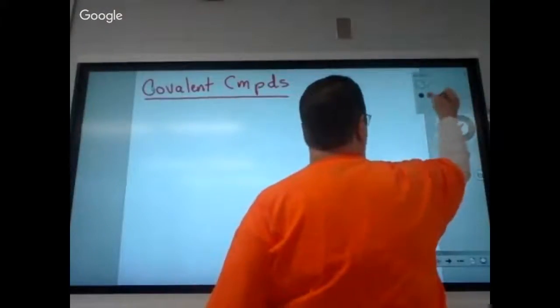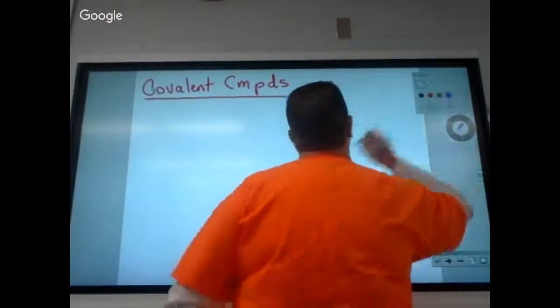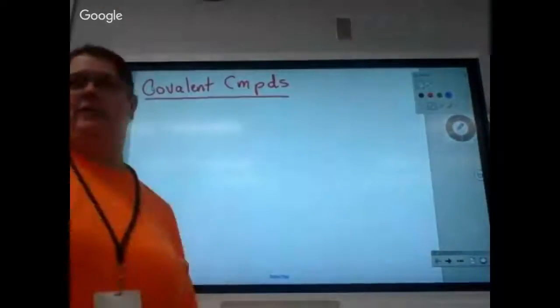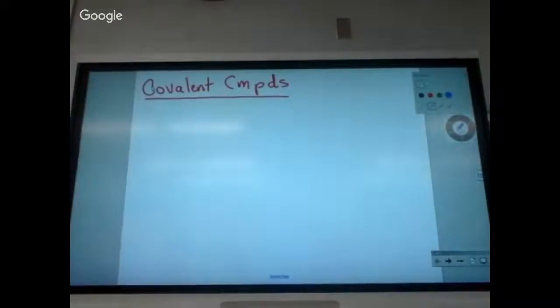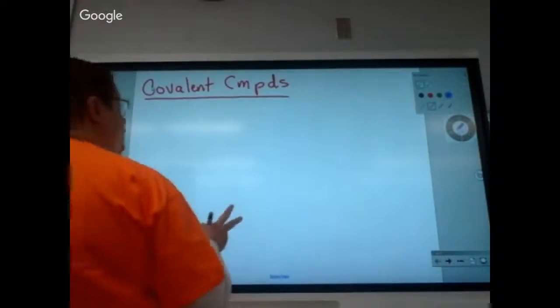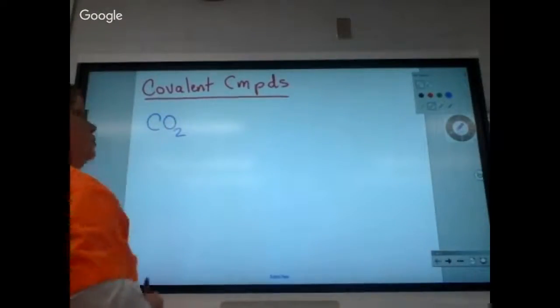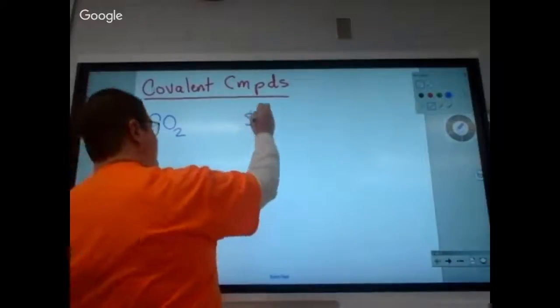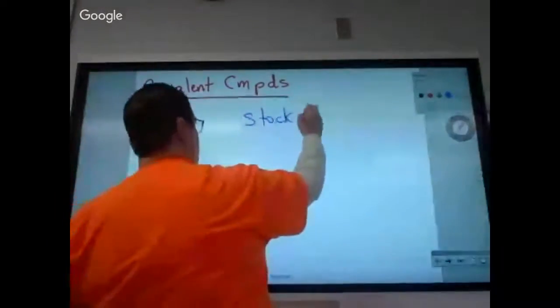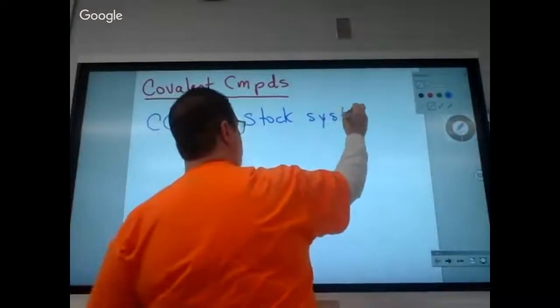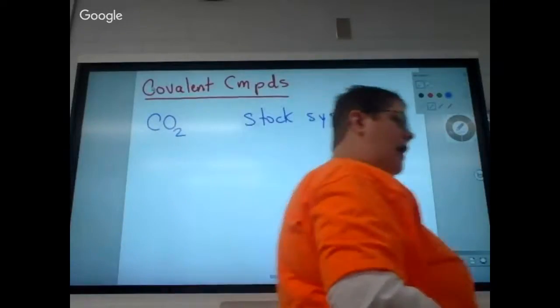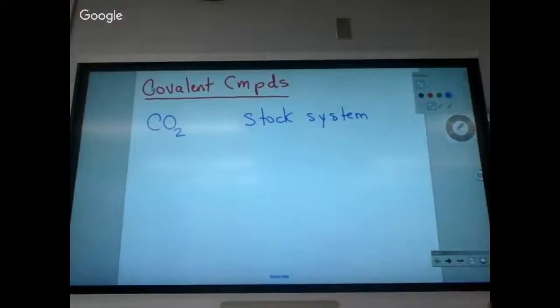Because we're talking about covalent compounds, we're going to hit some highlights on some things that we were talking about in the homework just to make sure we're all okay on this. A lot of times I assume, and I should never do that. So if we talk about, for example, CO2, and I want you to name it in stock system. All right. If I want stock system like you guys just did on the quiz, how would we name it in stock system?